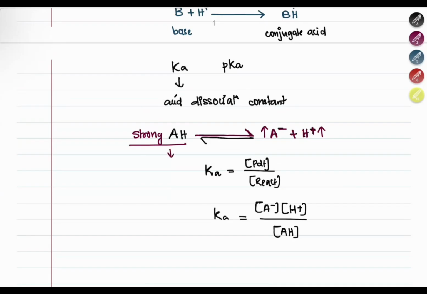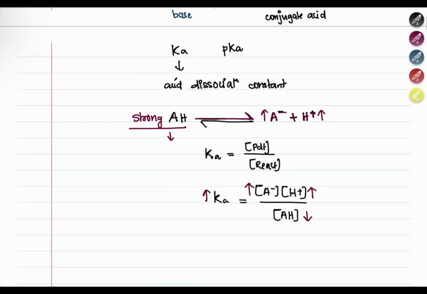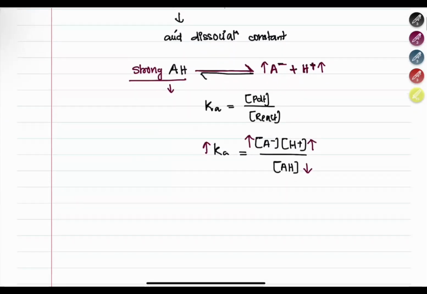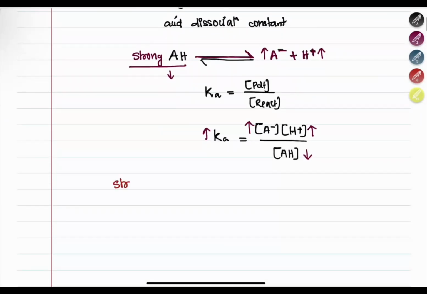If you are looking at Ka, if our acid is strong, then we'll get a high concentration of A minus, a high concentration of H plus and a low concentration of HA. So it will lead to a high value of Ka. That means if you have a strong acid, we will get a high Ka.